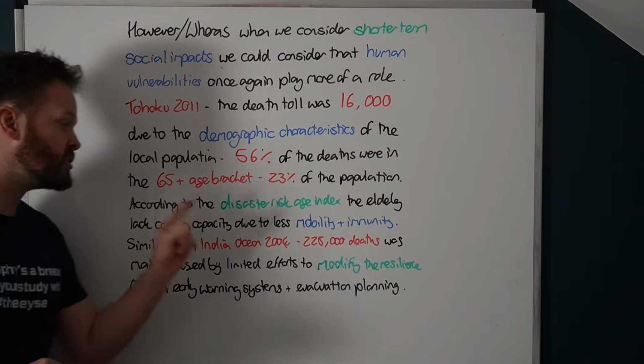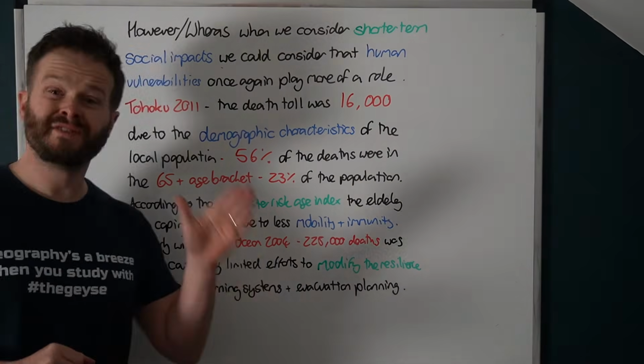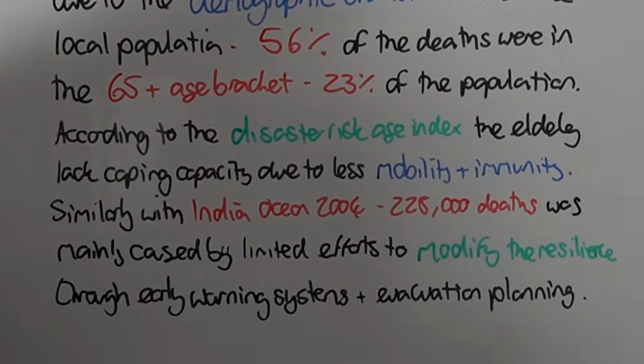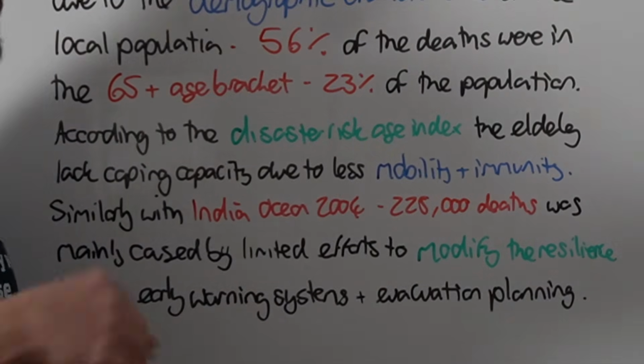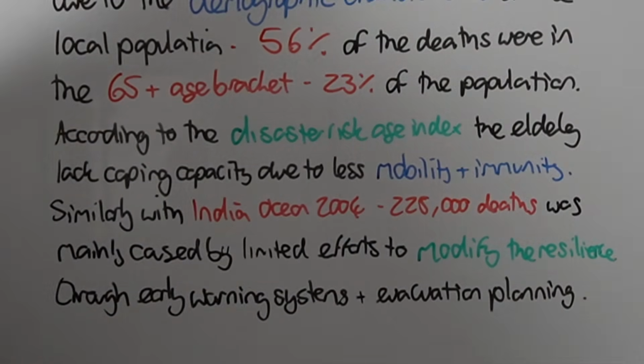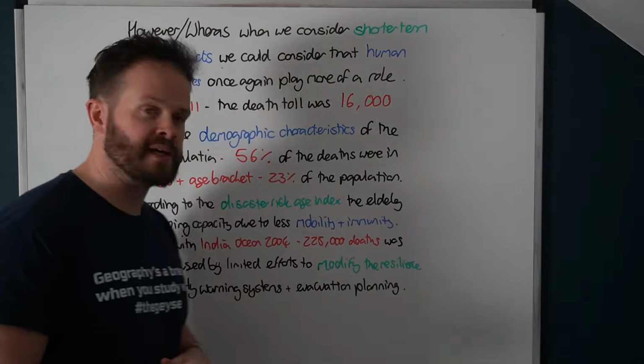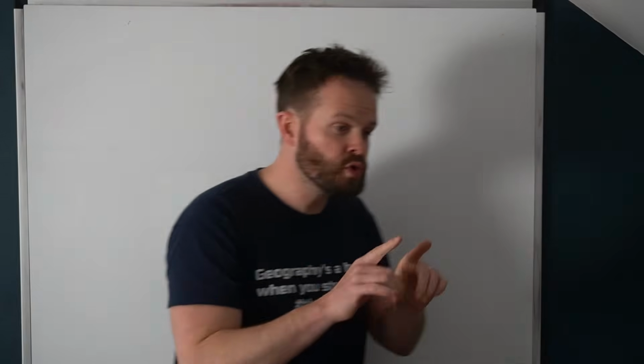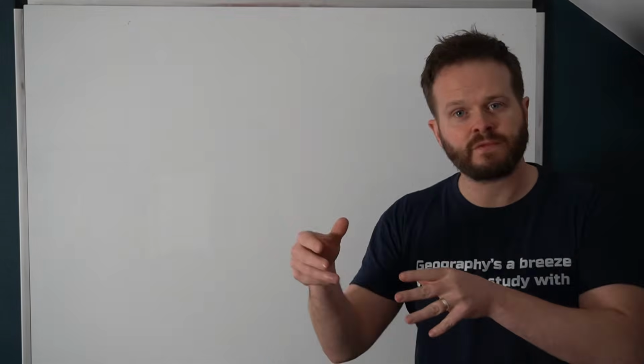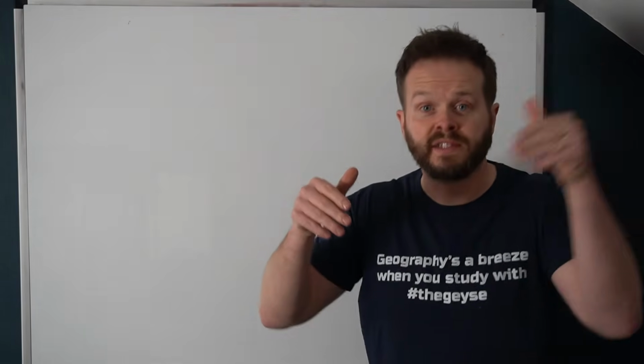Similarly, with the Indian Ocean 2004, there were 225,000 deaths, and this was mainly caused by limited efforts to modify the resilience or modify the vulnerability through early warning systems and evacuation planning. So there we go. So we've taken two case studies and we've essentially looked at different aspects of those case studies and used different statistics, different figures to justify different viewpoints. That's the secret with A-Level Geography.